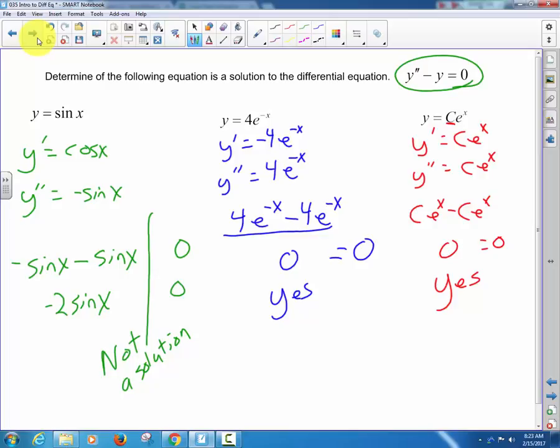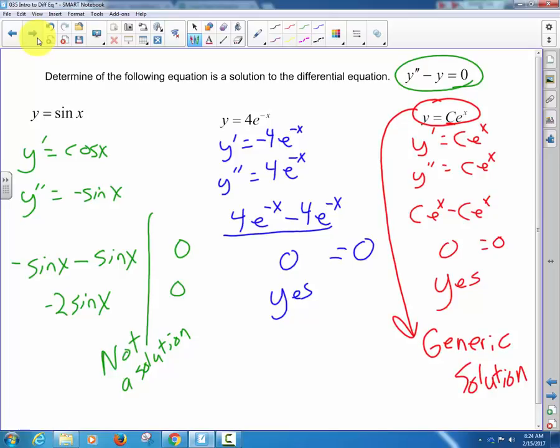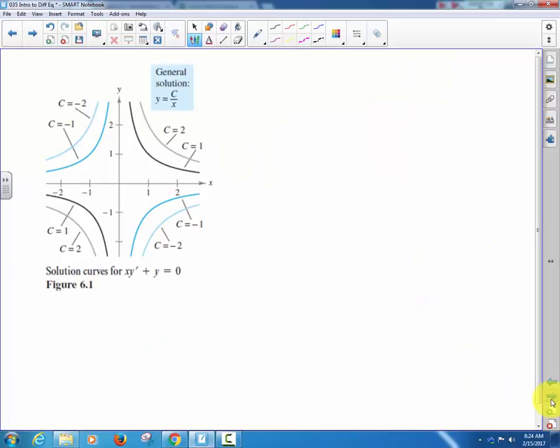So this is considered a generic solution. Okay? A generic solution. Sometimes you'll hear it called a family of solutions. So a generic solution or a family of solutions. And when you've got a generic solution or a family of solutions, you can graph that family like on this next slide. And when you graph that family of solutions, you should see a lot of similarities in the graphs.